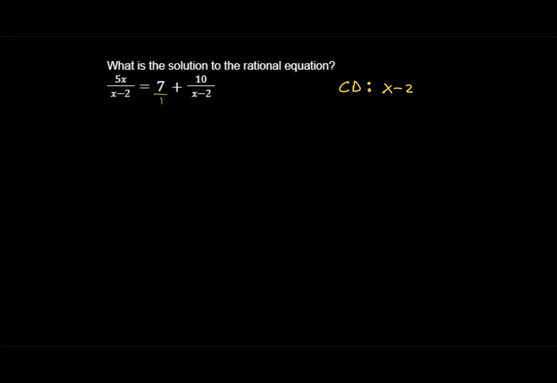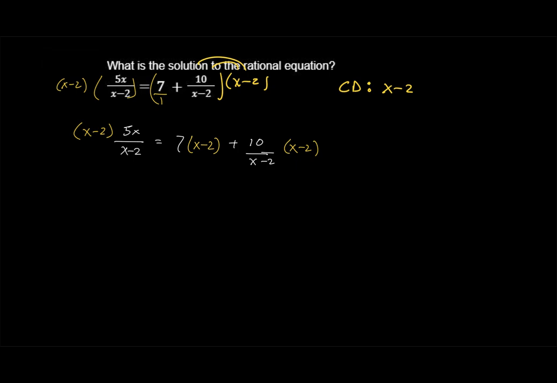I need to multiply now each fraction by x minus 2. On the left side, I'll just multiply like normal. But on the right side, because there are 2 fractions, I'll have to distribute it through to both fractions. And here's what we have after distributing it through. So if I cancel things out, that should eliminate all fractions. x minus 2 is here, will cancel. So we have 5x equals 7 times x minus 2 plus 10.